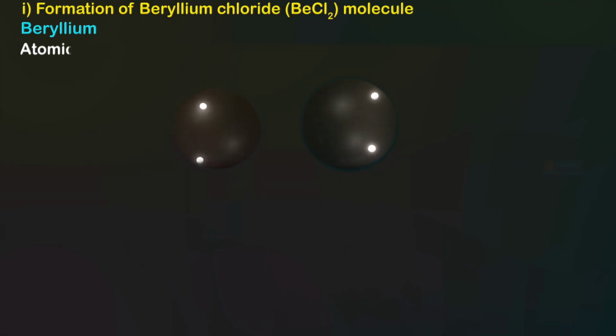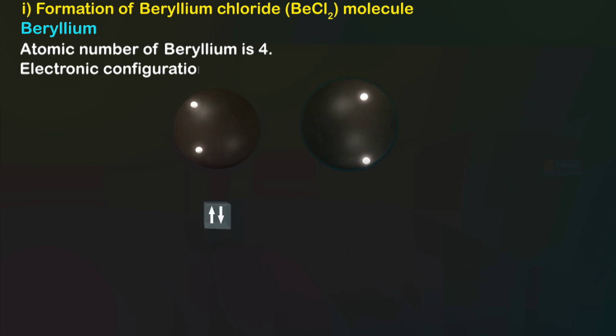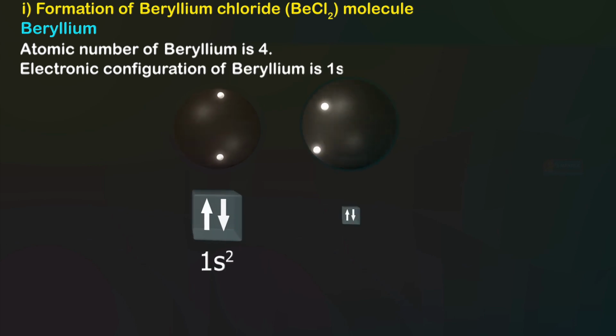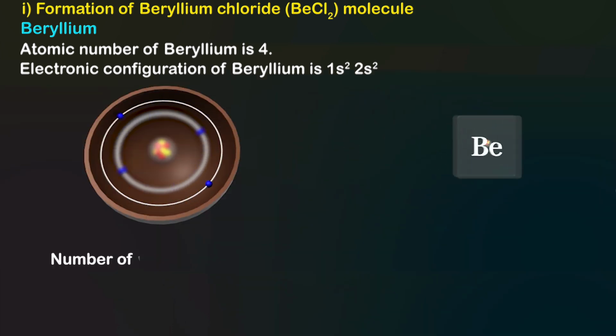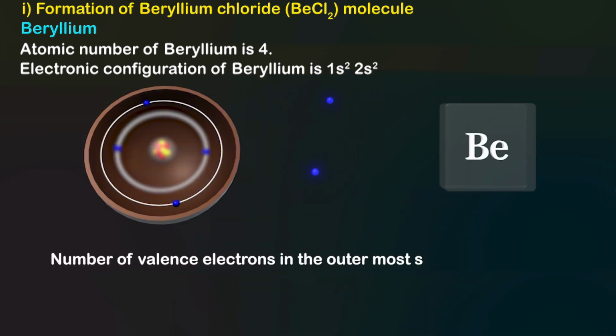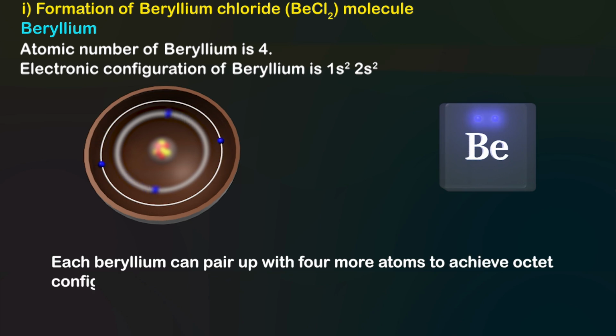Beryllium. Atomic number of beryllium is 4. Electronic configuration of beryllium is 1s2, 2s2. Number of valence electrons in the outermost shell of beryllium is 2. Each beryllium can pair up with 2 more atoms to achieve octet configuration or stability.